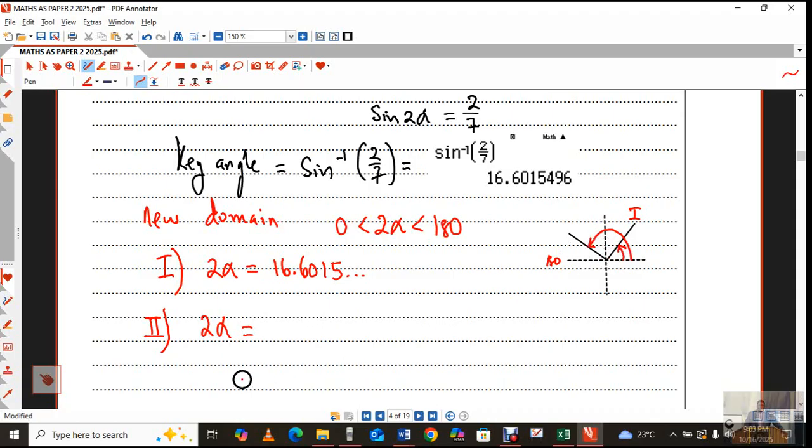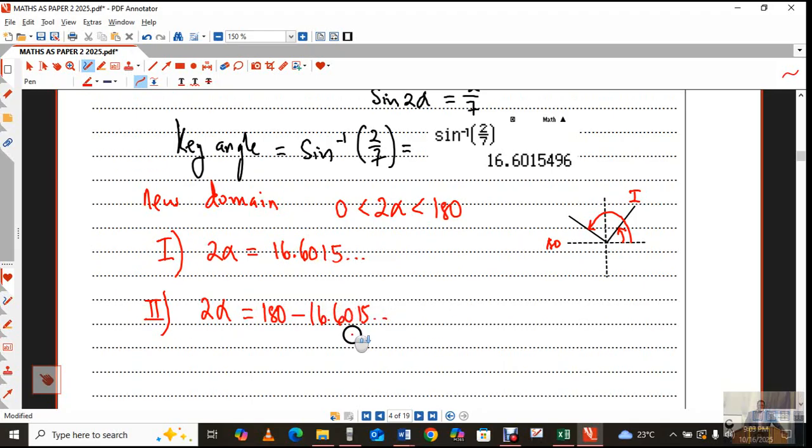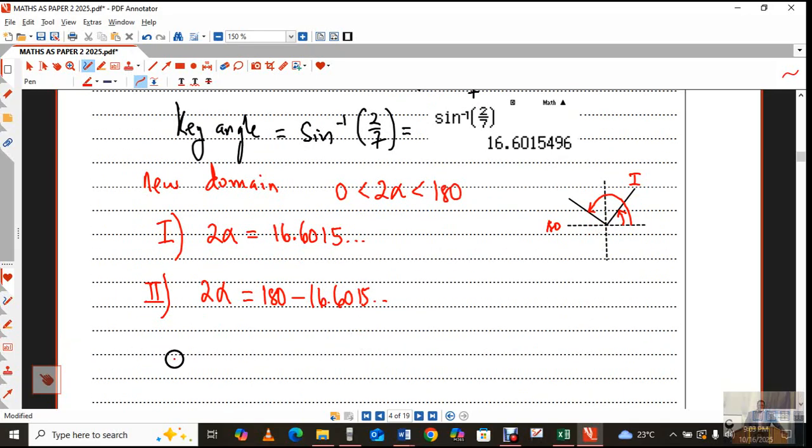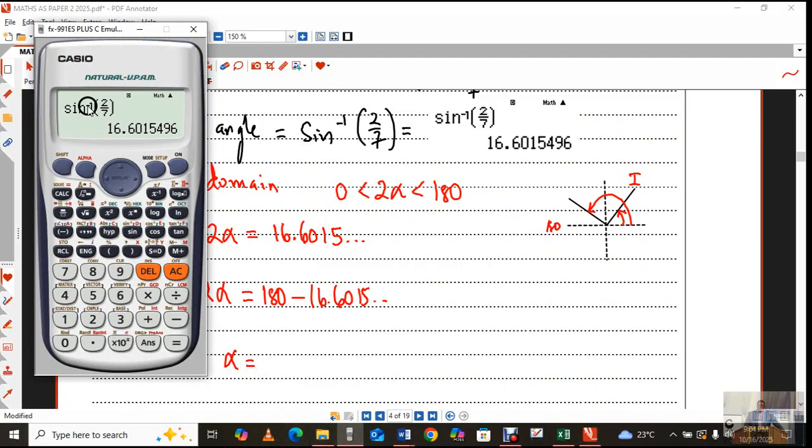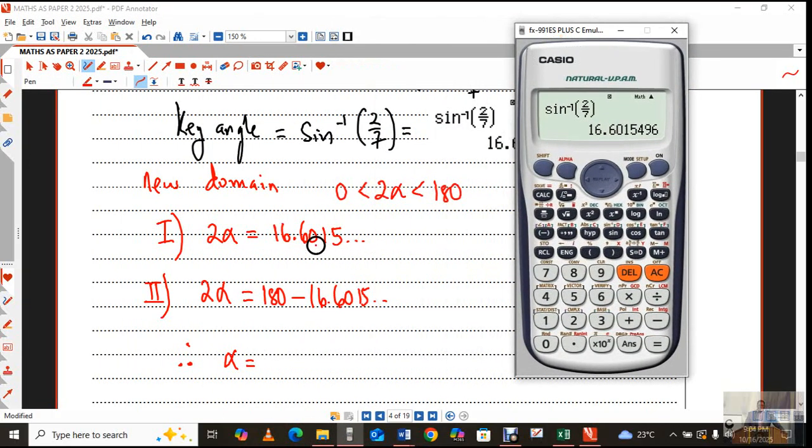You understand that? So in the second quadrant, we're going to say 180 degrees minus 16.6015, and essentially we're going to divide all of those answers then by 2. Okay, so in the first one, our answer for alpha will be... I'm just going to use my calculator and you can just follow. So I've got 16.05. I'm going to divide the answer by 2 to get alpha alone.